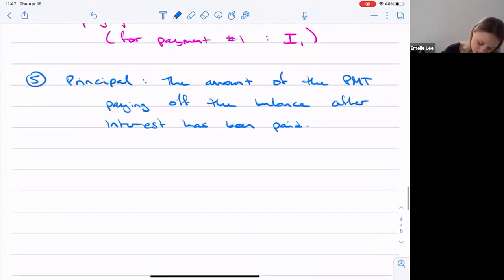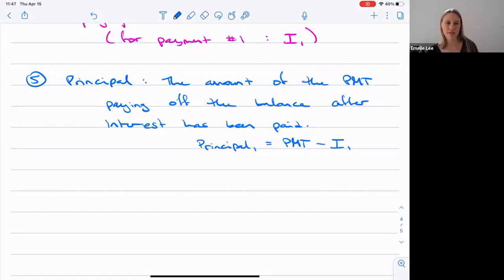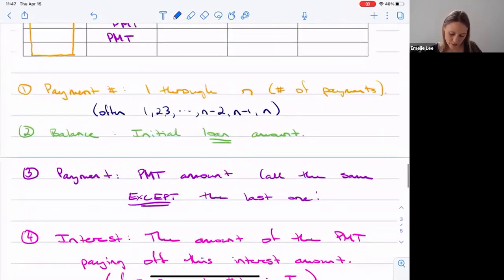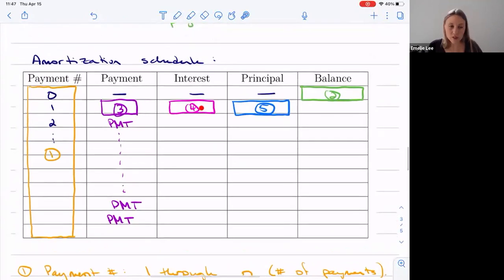So let's call this principal 1 for the first payment. It must be the payment amount, because it's the same for all of these, minus the interest for that first payment. Okay. So what happens is that the interest plus the principal have to add up to the payment amount. So what we do is we take the payment amount minus the interest equals the principal. And so you can imagine kind of a little subtraction here, like that.